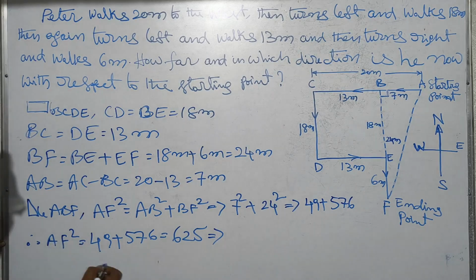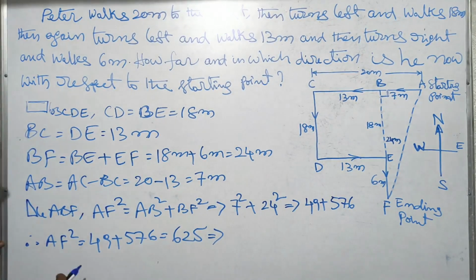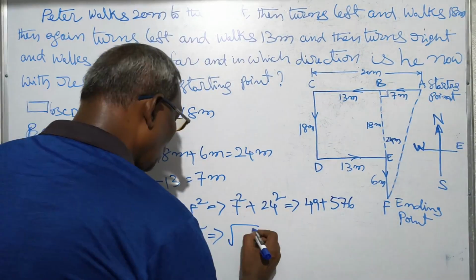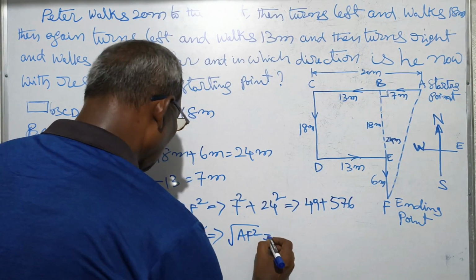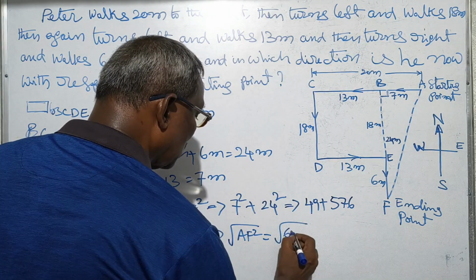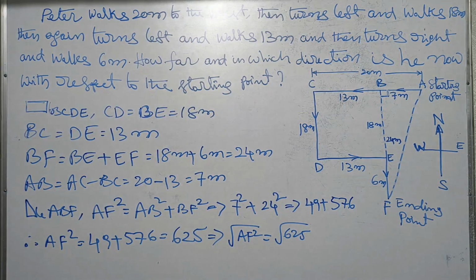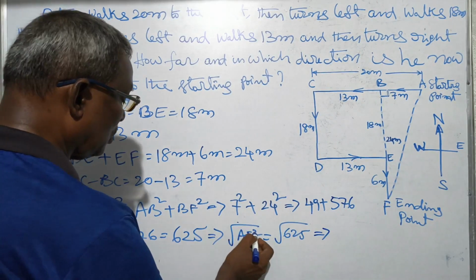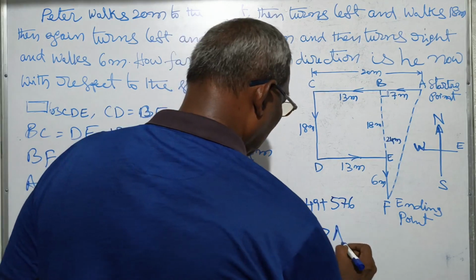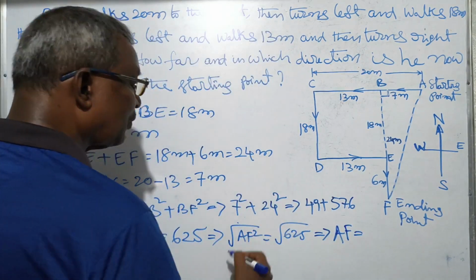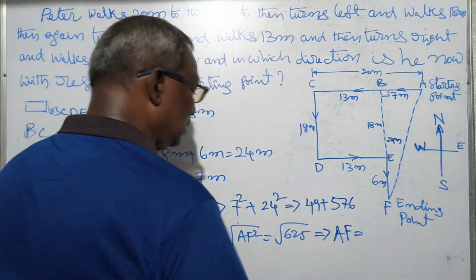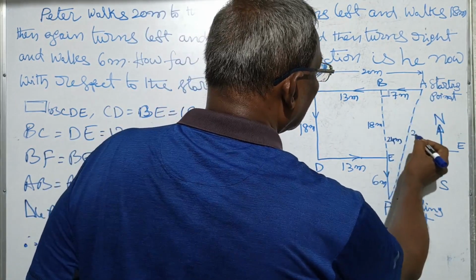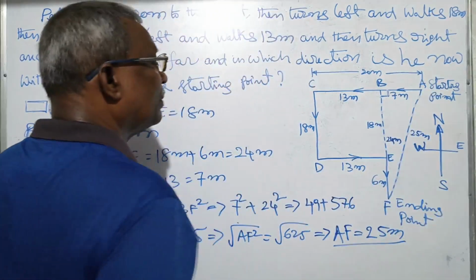AF square is equal to 625. Then AF is equal to the square root of this. Taking the square root on both sides, the square root of AF square is equal to the square root of 625. Square root and square cancel. AF is equal to 25 meters.